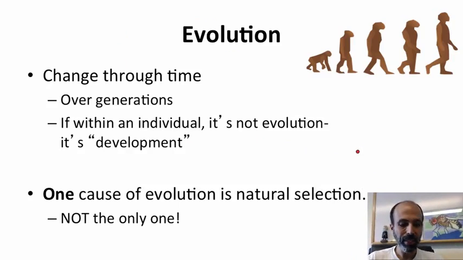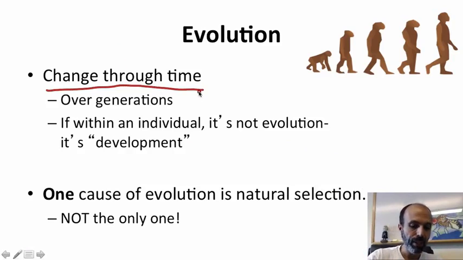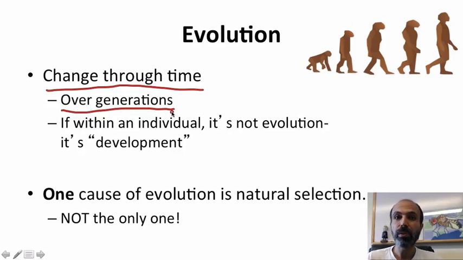Evolution, in a biological sense, is simply change through time. And very importantly, that is change through time over generations. So for example, the human species hundreds or thousands of years ago was much shorter than it is today. Over the course of those generations, the human species has grown taller. That change is an evolutionary change.